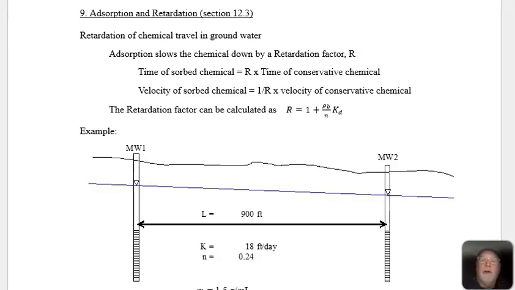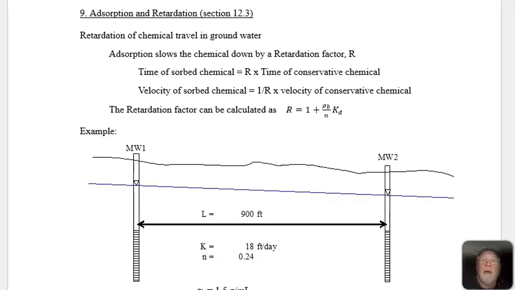The slowdown, the retardation, can be represented by a retardation factor. That's just a ratio. The time it would take the chemical to move through the soil with adsorption is the retardation factor, R, times the time of a conservative chemical, or the time that we calculated previously using Darcy's law. Or we could say that the velocity of the adsorbed chemical is 1 over R times the velocity of the conservative chemical.